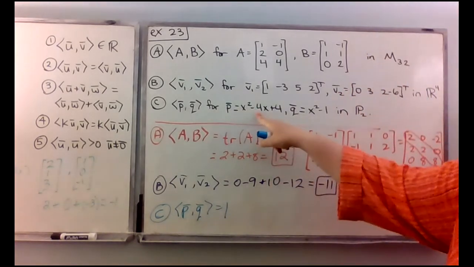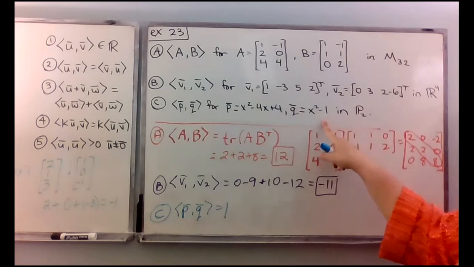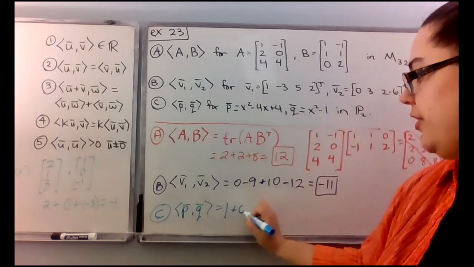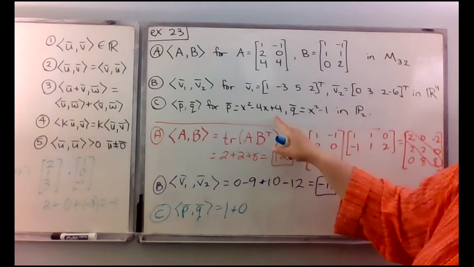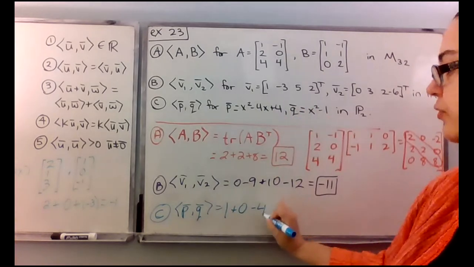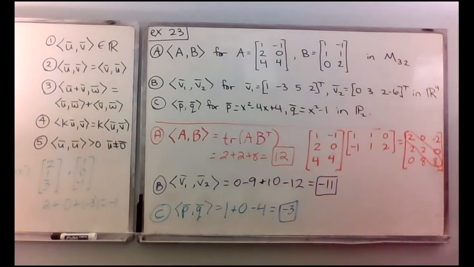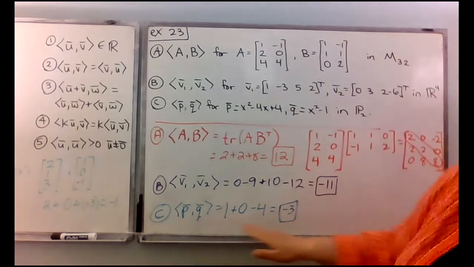Then I have a -4, and there is no x term here, so that means its coefficient is 0. So I'm going to have +0. And then for the constant term, I have 4 times -1, so that's a -4. So I end up getting -3. All right, so there you go. That's our inner product for the polynomials.